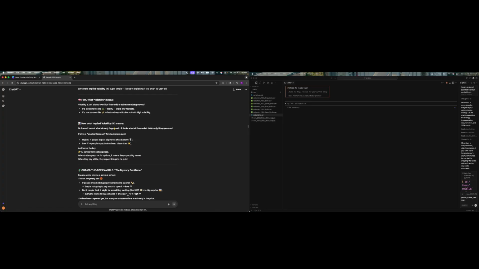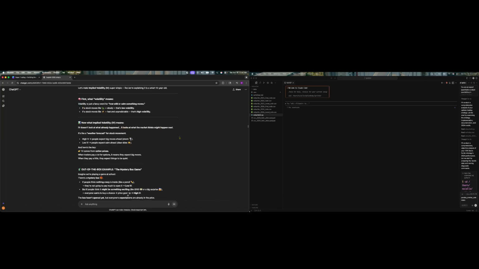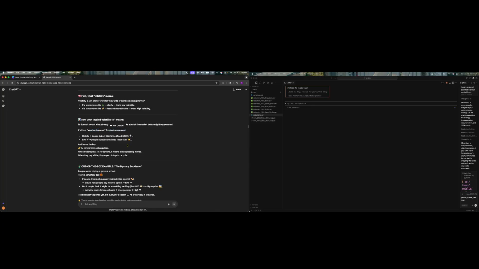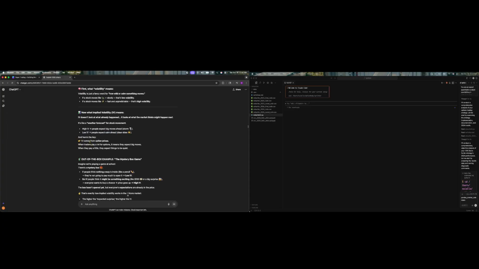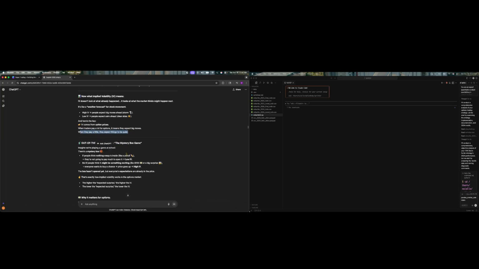Now, the difference between volatility and implied volatility: IV doesn't look at what already happened. IV, or implied volatility, looks at what the market thinks might happen next. It's like the weather forecaster of the stock market. High IV, people are expecting big moves ahead. A storm is coming. Low IV, people expect calm ahead, clear skies. Here's the key when it comes to IV for option prices, because that's one thing we need to keep in play. In high IV, traders pay a lot more for options because they expect big moves. Low IV, traders pay a little bit and expect it to be quiet.